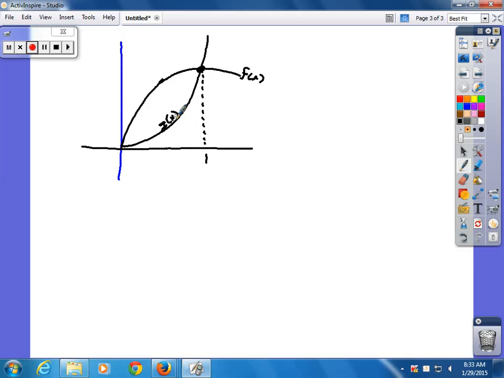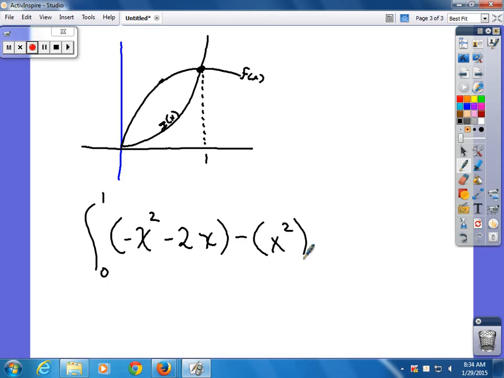In this case, they pretty much did, so we're going to go from 0 to 1 of f of x. What was f of x? Negative x squared. No, that's g of x. No, that's right. f of x is negative x squared minus 2x. And then we're going to subtract x squared dx.